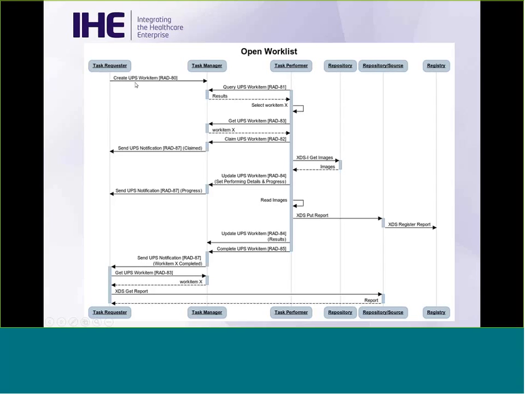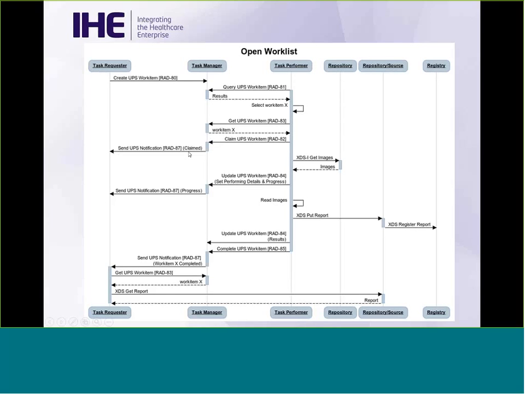So things get kicked off when the task requester does a create work item, which posts it onto the task manager. And so the performer is able to do queries periodically and pull the results, which come back with a brief explanation of each of the work items. It can select a work item. Likely it's going to pull the complete work item in order to look at all of the details, but ultimately it will send a claim message, which basically says move the work item into the claimed state.